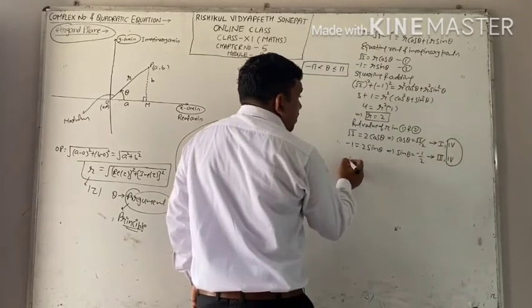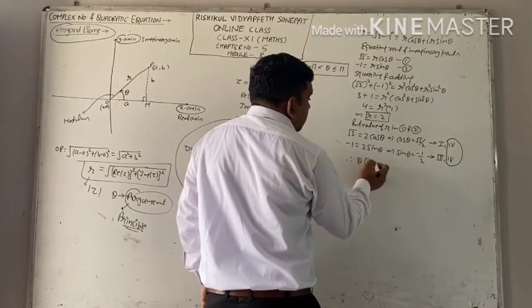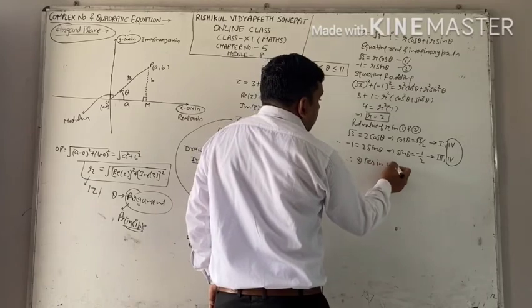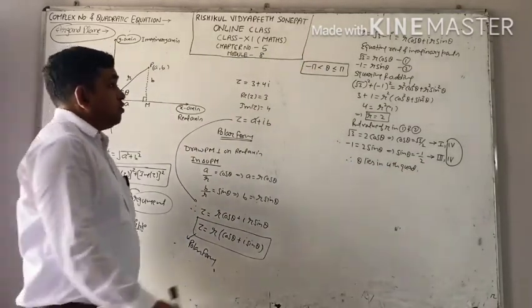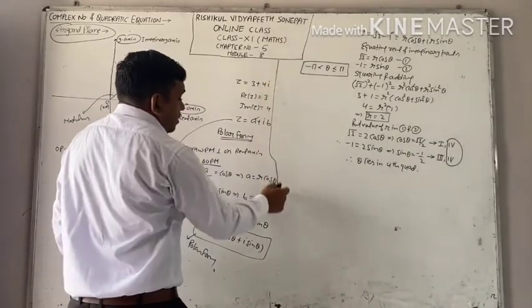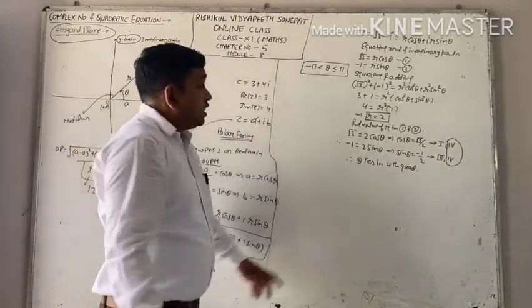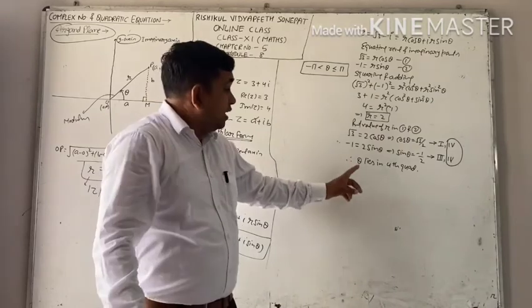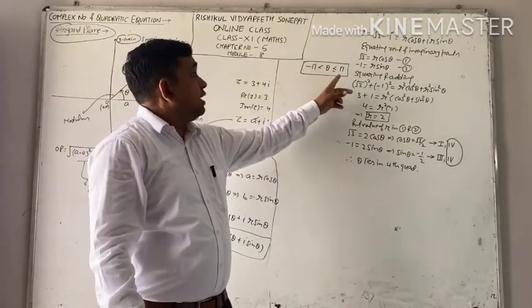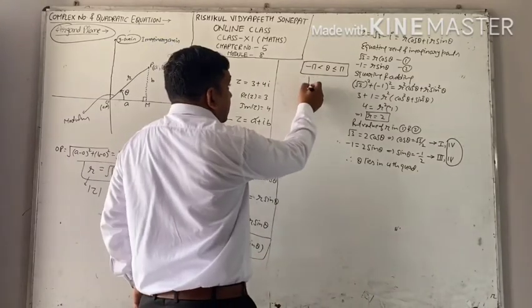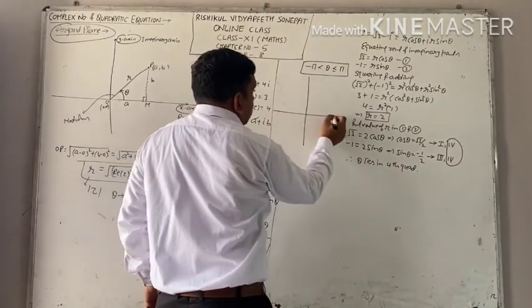Therefore, theta lies in the fourth quadrant. Now for this quadrant, you have to remember this table. Because theta is your principal argument, and in principal argument, the value of theta should lie between minus pi and pi. How will this value lie? For this, remember this table.